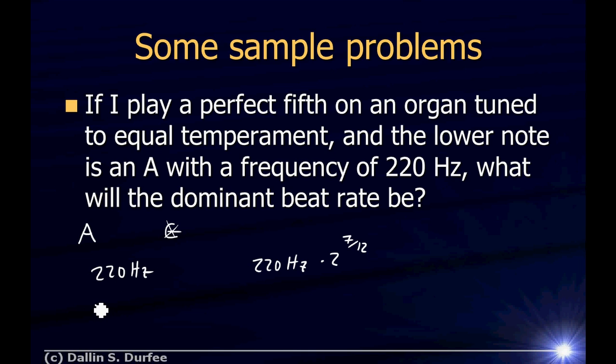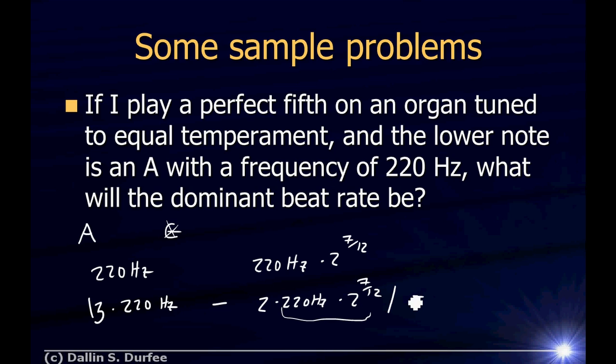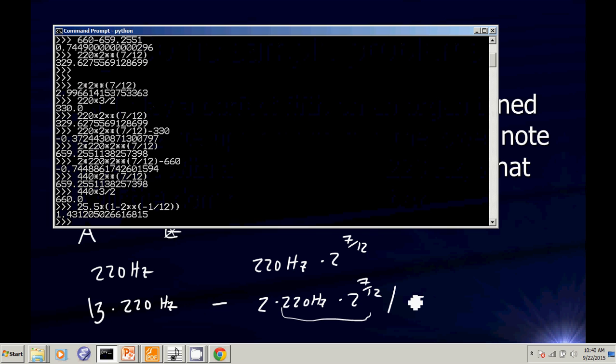So we're going to take 3 times 220 Hertz. That's the one frequency. Then the second harmonic of this one is going to be 2 times 220 Hertz times 2 to the 7/12. All right, so we go to the second harmonic, and we compare those two. The beat frequency is going to be the absolute value of the difference of those two. So go into Python or your calculator, and we're going to take 3 times 220 minus 2 times 220 times 2 raised to the 7/12.